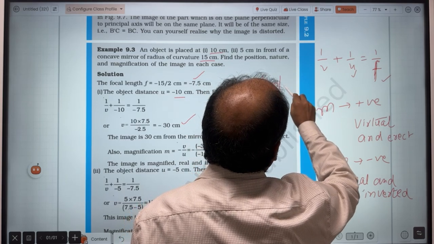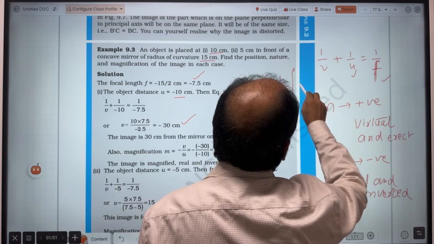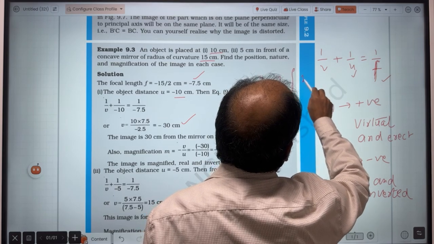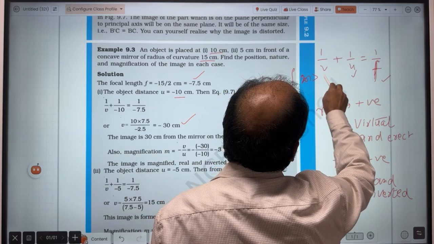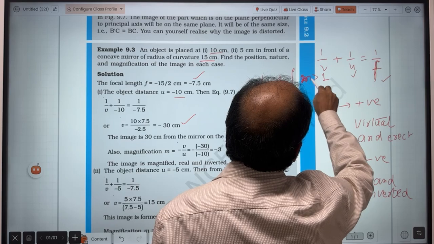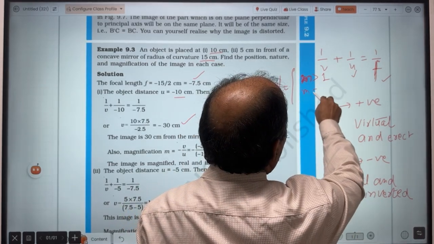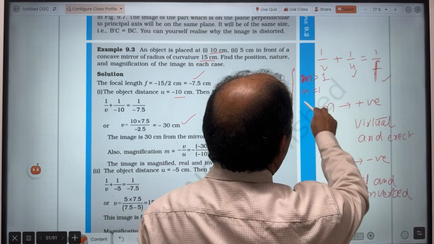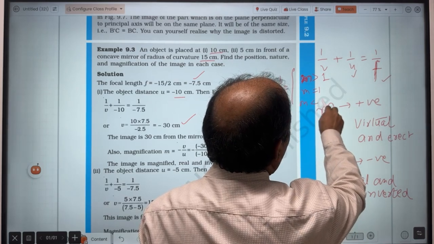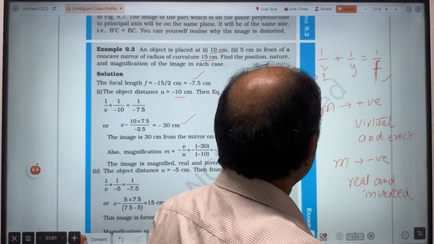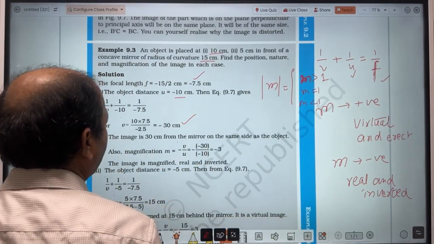One more thing, modulus M means without sign if we check. So three possibilities are there. M can have any three value. Either M is greater than 1, it means enlarged. M is equal to 1, it means equal in size. M is less than 1, it means diminished. So these are the conditions.